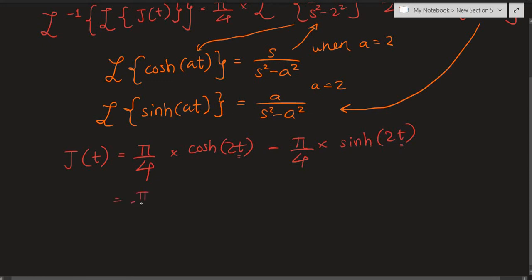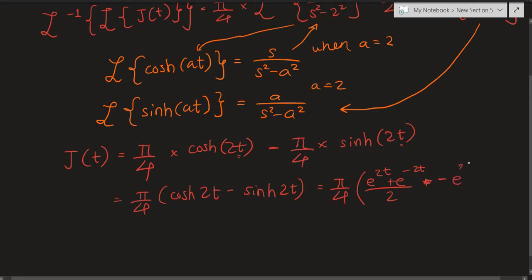So now I want to take the pi over 4 in common. We have the cosh of 2t minus the sinh of 2t. We can use the definitions for these quantities. Cosh of 2t is e raised to 2t plus e raised to negative 2t, divided by 2, and the sinh of 2t is e raised to 2t minus e raised to negative 2t, divided by 2. And the minus is acting on this term entirely, so it's best to bracket it like that.